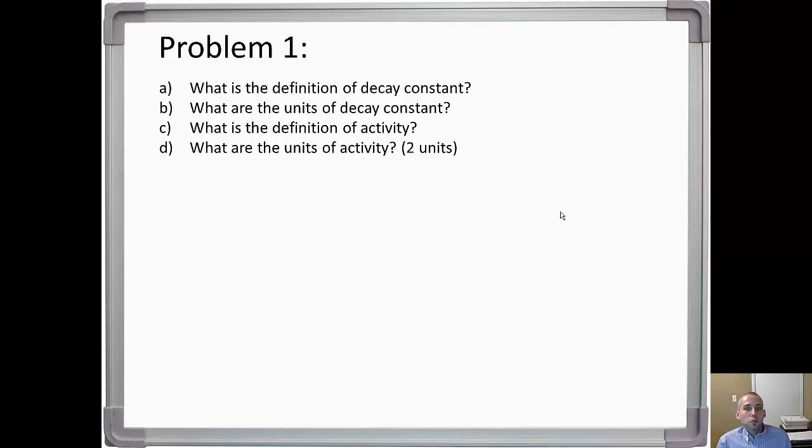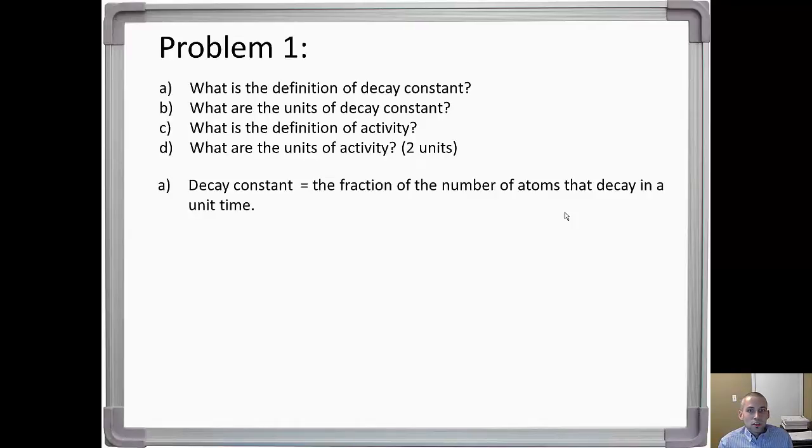I tend to go through definitions and formulas at the beginning, and then I start to get into harder calculations. So let's go with that. Part A, what is the definition of decay constant? Decay constant is the fraction of the number of atoms that decay in a unit time. What are the units of decay constant? They're inverse seconds.